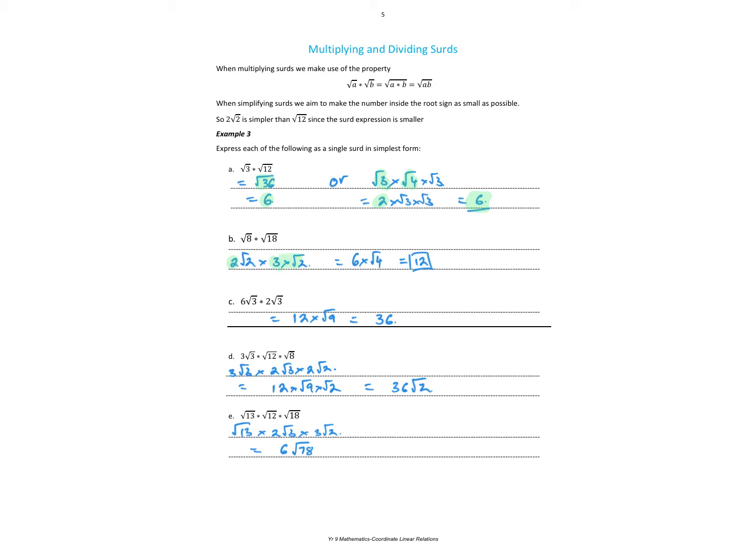When we multiply numbers, we can use any order. So 2 by 3 is 6. Root 2 times root 2 is root 4. So we end up with 6 times 2, which is 12.